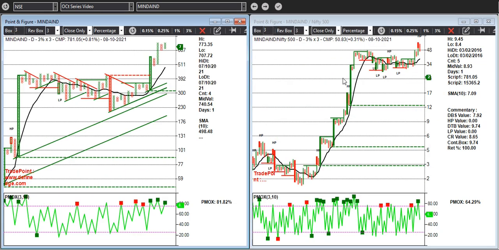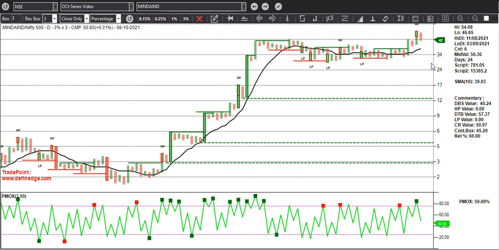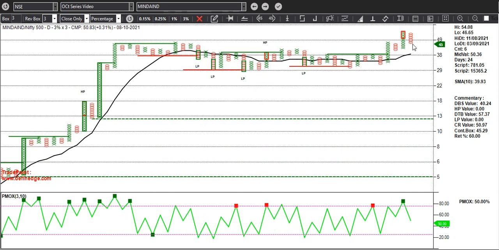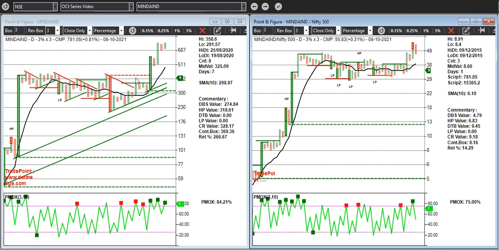The ratio chart is also above the SMA. It's in the column of O, but again we can see a column reversal. The column reversal is at 50.97, which is very few points away. We might see the column reversal happening on Monday. So nothing to complain about here as well. It's a very simple bullish chart.